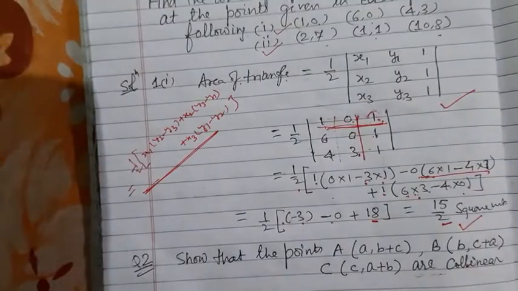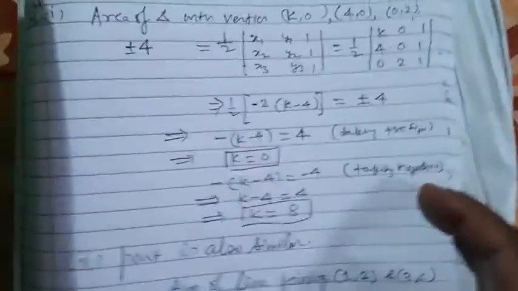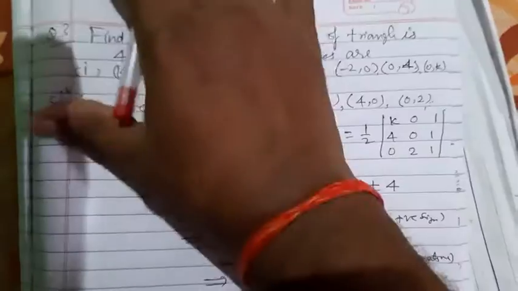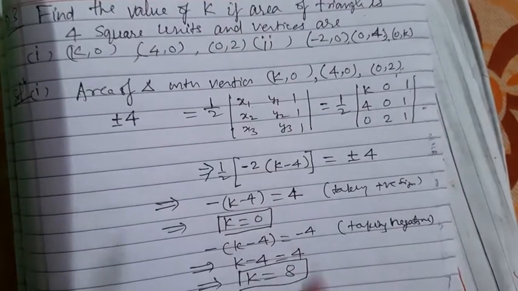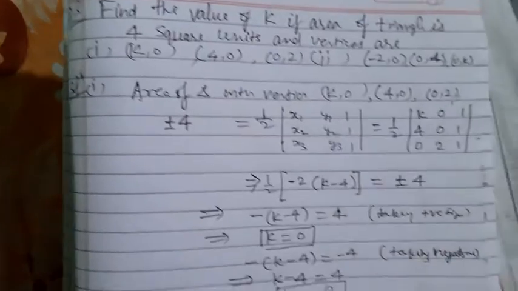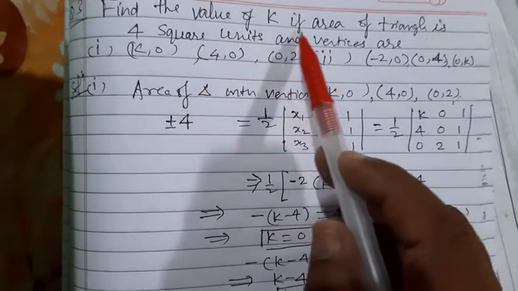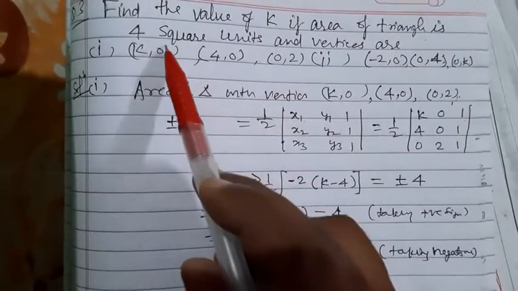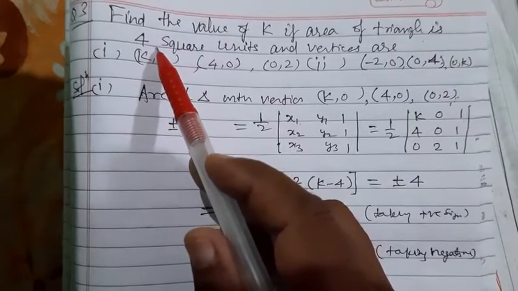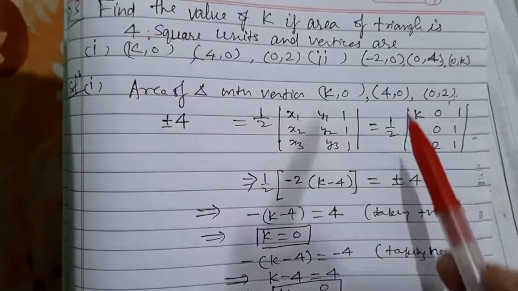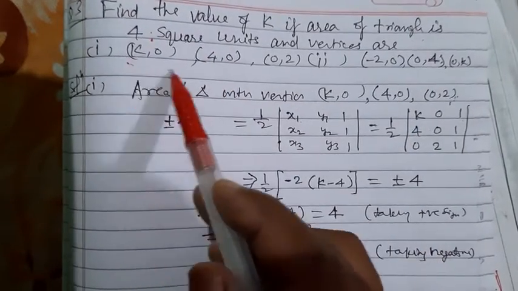Next question is that you have to find the value of k if the vertices of the triangle are given. Find the value of k if the area of the triangle is 4 square units. The 4 square units is given, and the vertices of the triangle are given.